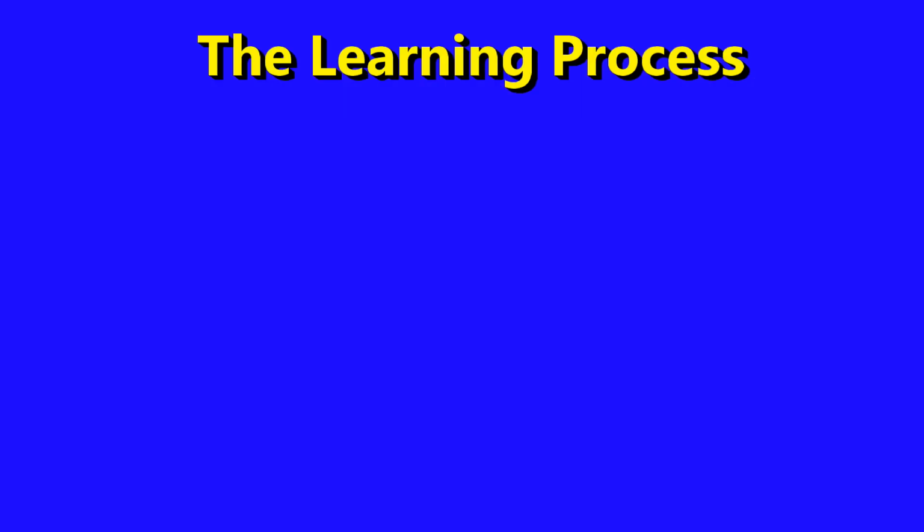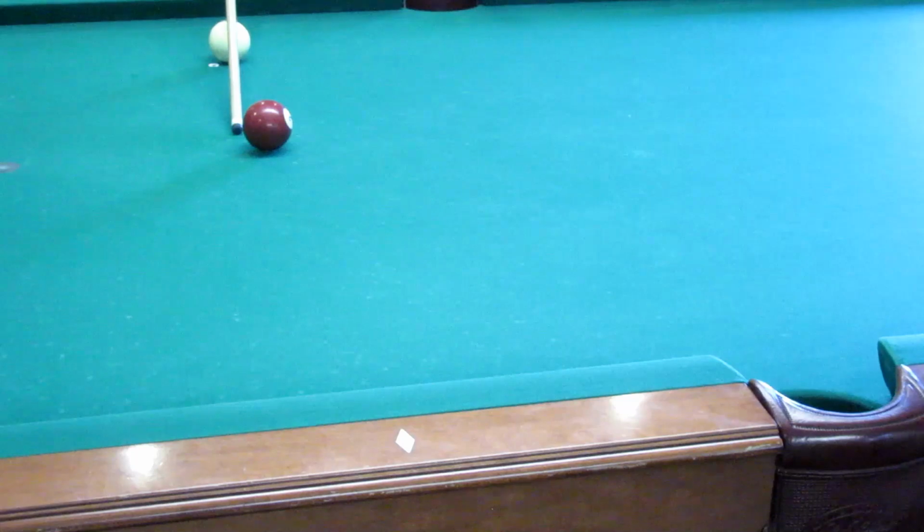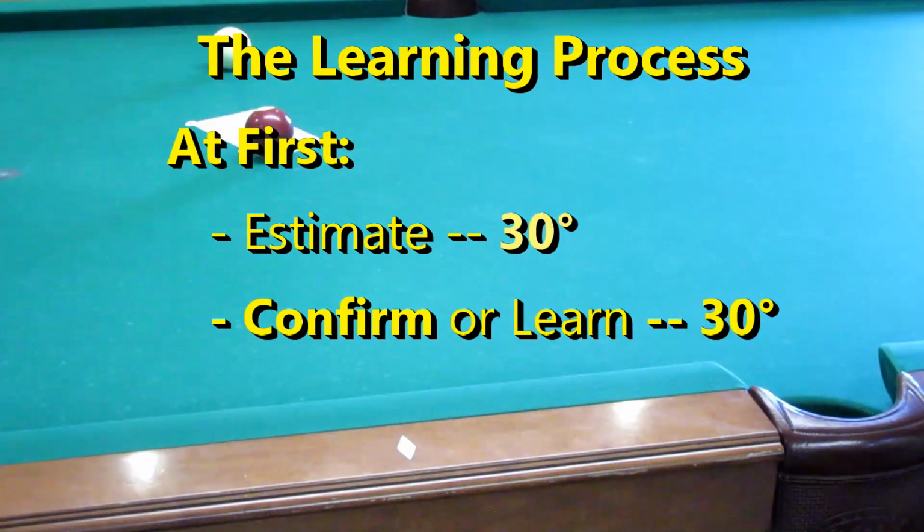When first learning a new way to judge angles, it will be best to confirm your result. First, estimate the cut angle. Here, I'm correctly aligning the cue ball center to the ghost ball center. Then position and align the AimRight and use your cue stick to see the actual angle. If it matches, great, you're learning.